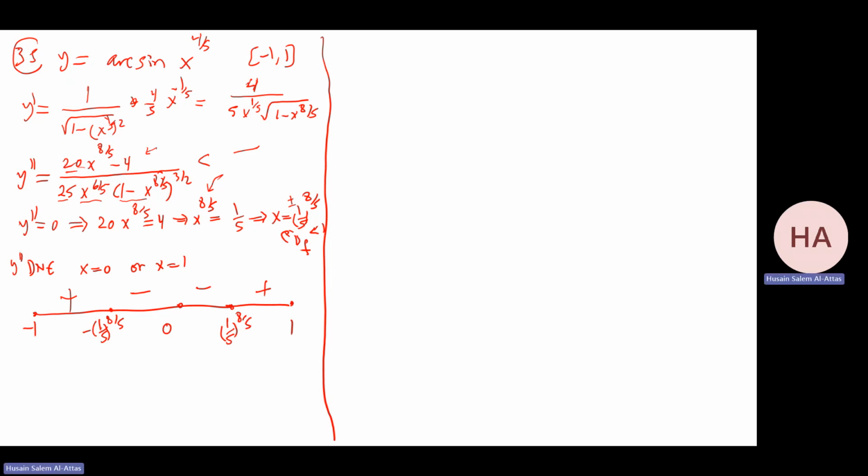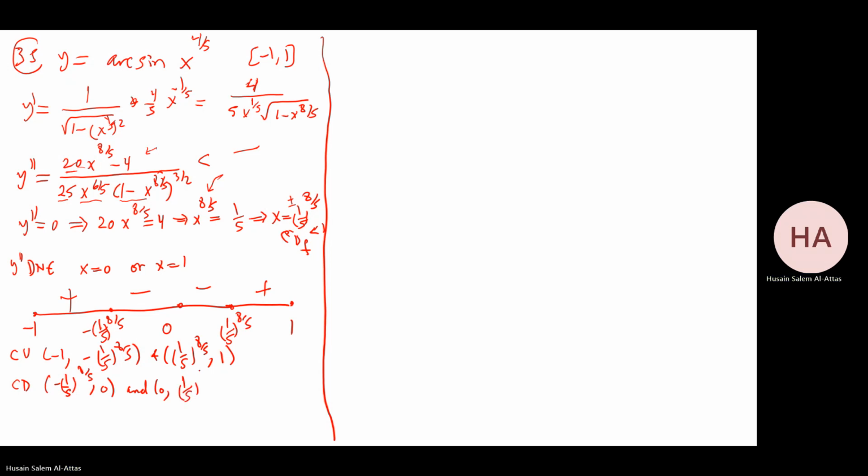Okay. Concave up from minus 1 to this strange number, and from this to 1. And concave down from minus 1 over 5 to the power 8 over 5 to 0, and 0 to 1 over 5. Inflection points.